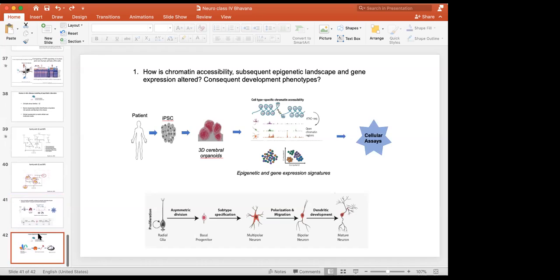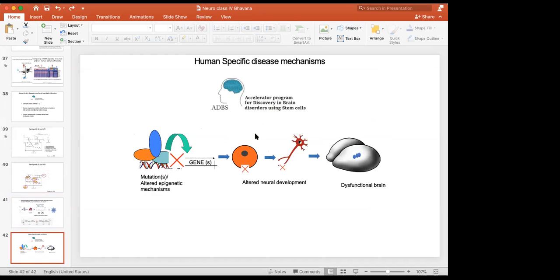So what I really want to say is organoids are a nice model system, not just to study human brain development, but if you would like to understand human specific disease mechanisms, they give you the leverage or the system to go right from a mutation and altered epigenetic mechanism to looking at the altered neural development, which can give you insights into how the brain dysfunctions in some of these patients. And this can then be correlated with the clinical phenotypes which are seen from the medical end of the disease.